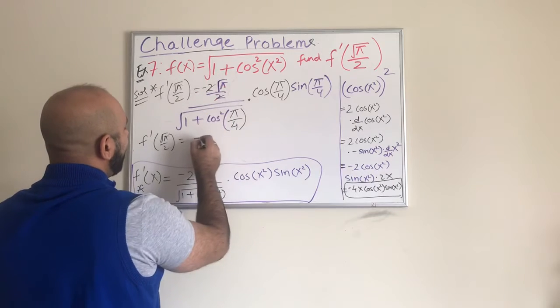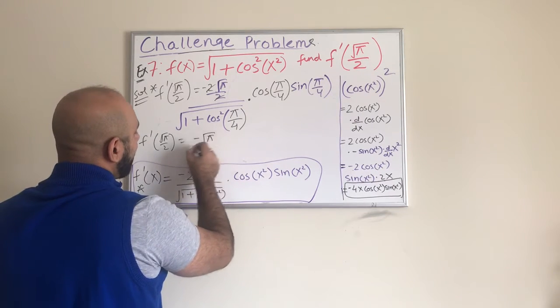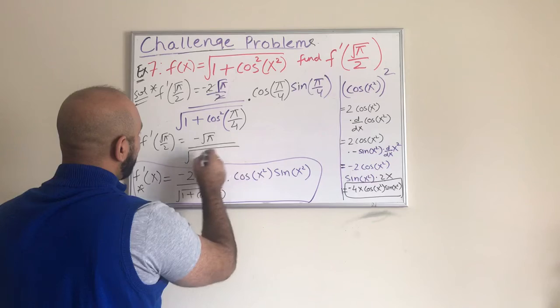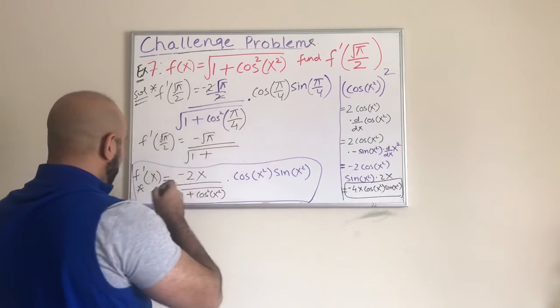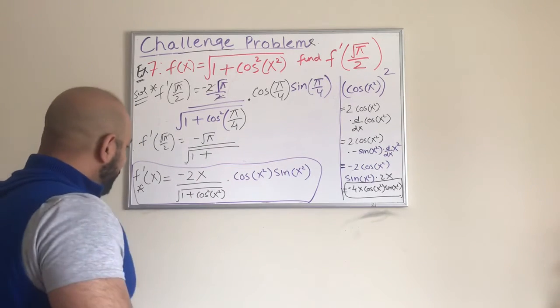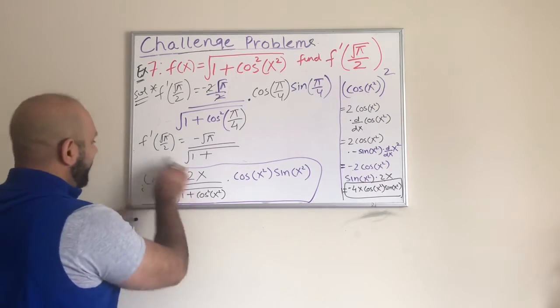So moving forward, guys, this is going to be radical pi over 2 equals, here 2 and 2 will cross out. I'm only left with negative radical pi. And guys, downstairs, let us see what I'm left with. 1 plus cosine squared pi over 4. So I think I'm going to need more space. So I will also get rid of this.